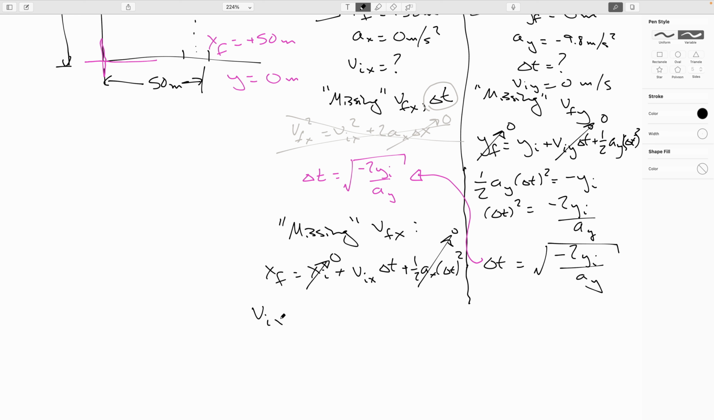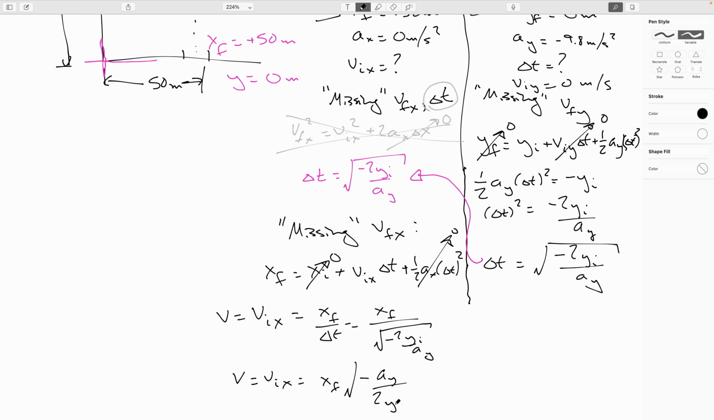A sub x is 0, x initial is 0. So I get that v initial x, which is the v that I want, because remember we're throwing this purely horizontally, will be equal to, I'll divide both sides through by delta t, x final over delta t. And with the delta t that I brought in from the land of y, that's x final over the square root of minus 2y initial over a sub y. Clean that up just a bit. We get that that is the same thing as x final times the square root of minus a sub y over 2y initial.